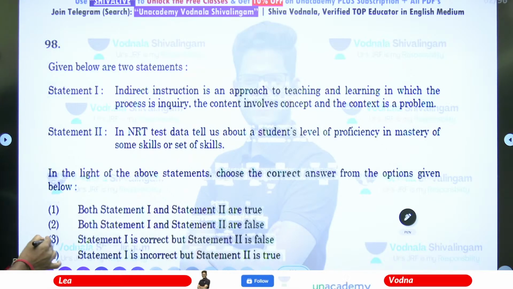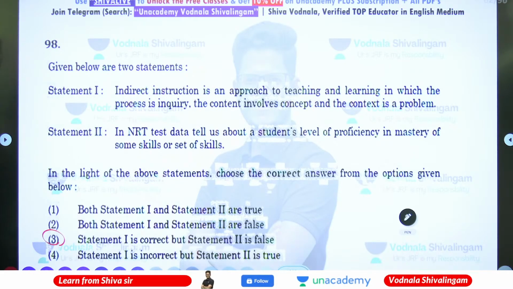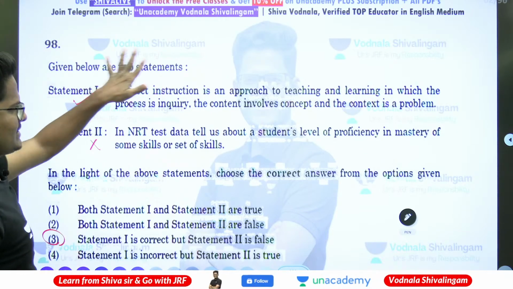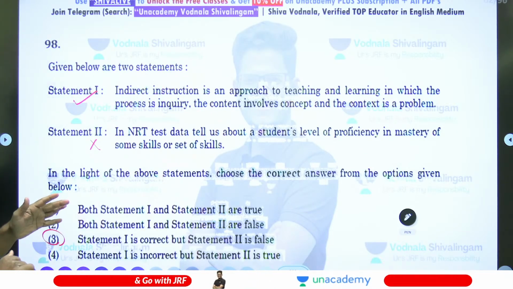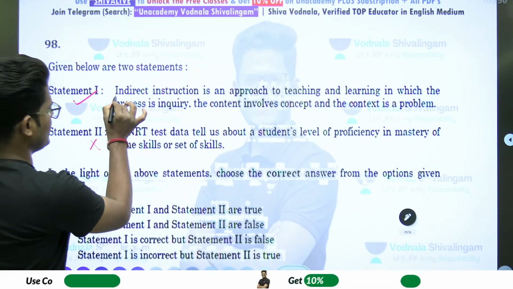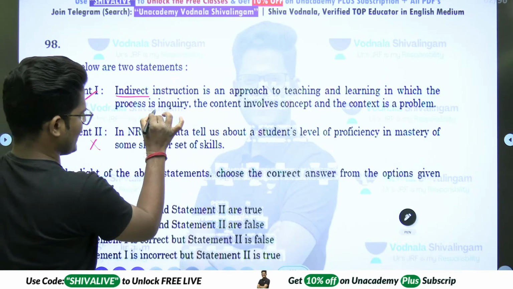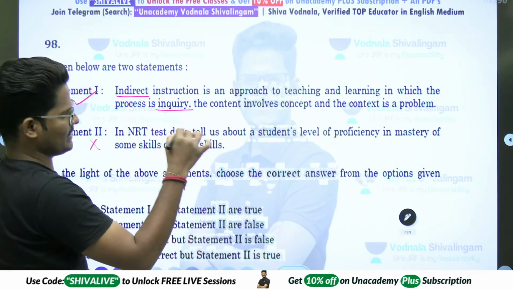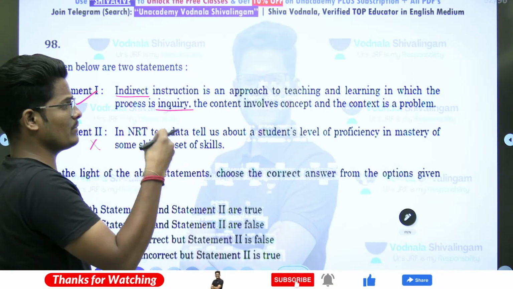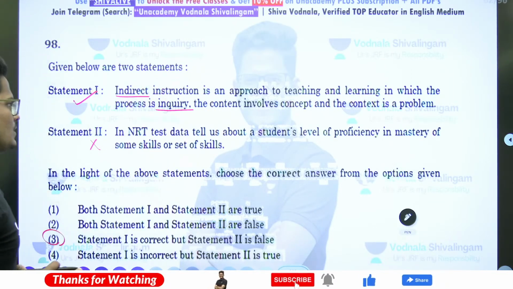Yes, the answer is C. Statement 1 is correct, statement 2 is false. Why? Indirect instruction approach to teaching and learning, in which the process is inquiry and the content involves a concept. Just now we have learned that indirect instruction includes inquiry, the content and the problem solving approach. Correct. Now, in problem solving, the learner will be more involved in the indirect approach.